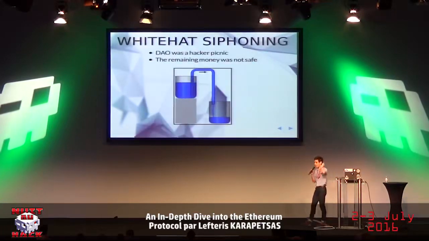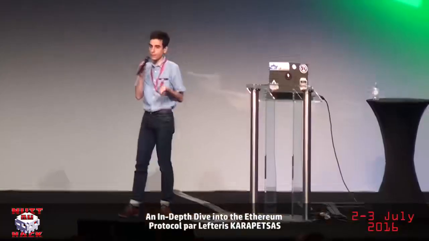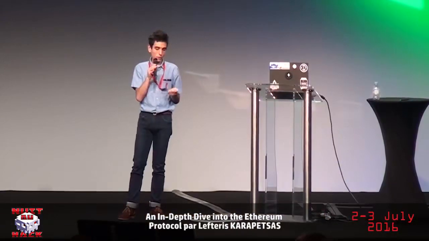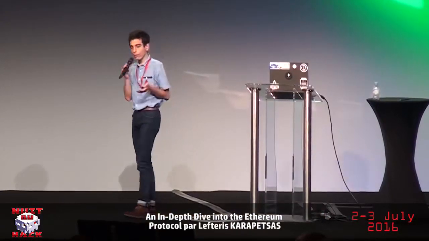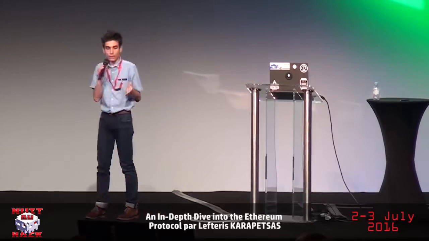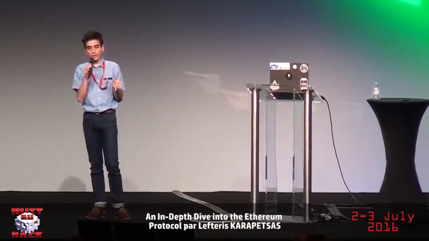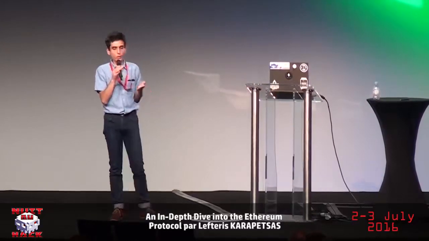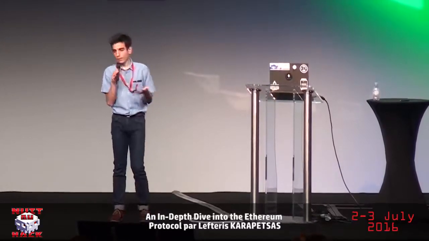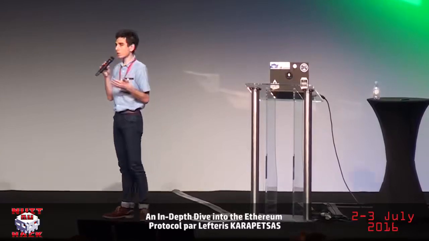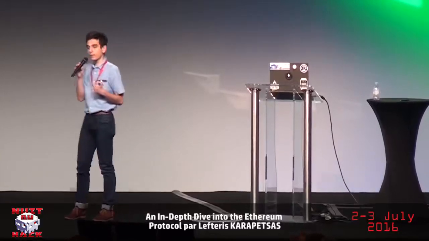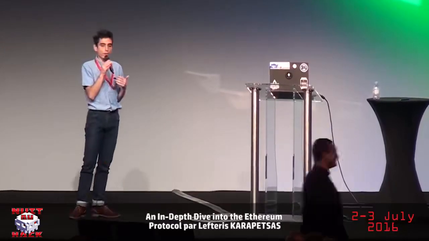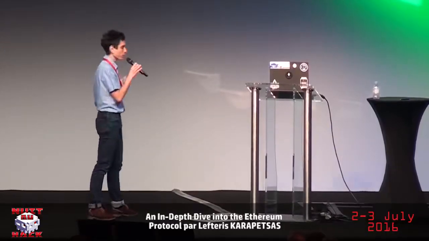It was evident that the DAO was a hacker's picnic at that point. The exploit was very well known. Anyone could take the remaining money. So a group that will remain anonymous for now, they like to call themselves the Robin Hood group, decided that it's time to perform a white hat attack on the DAO in order to secure the remaining money. So essentially, the white hat group used exactly the same exploit in order to siphon the money into different DAOs, into white hat DAOs.